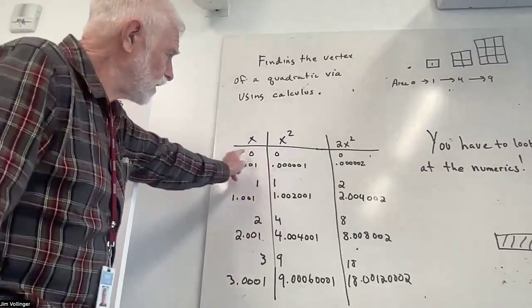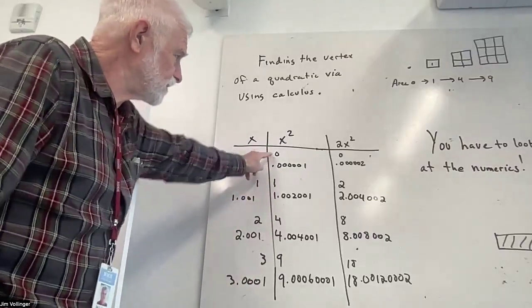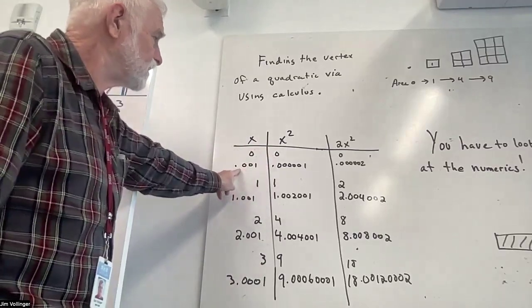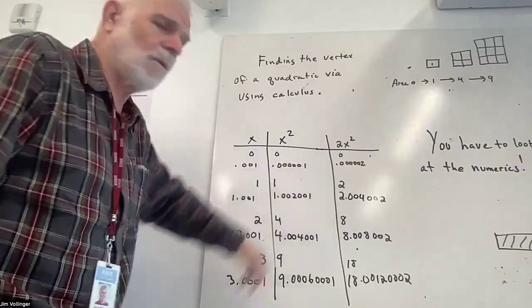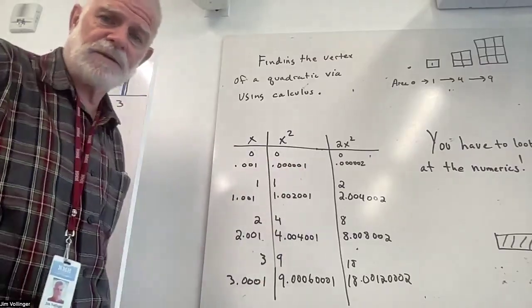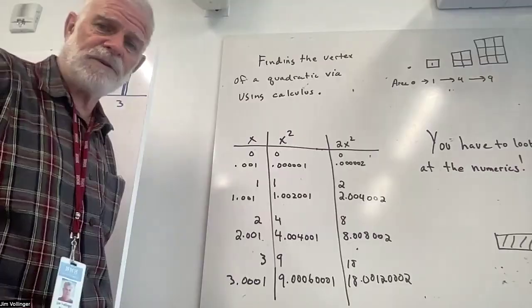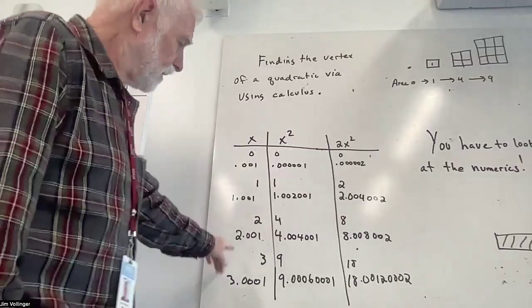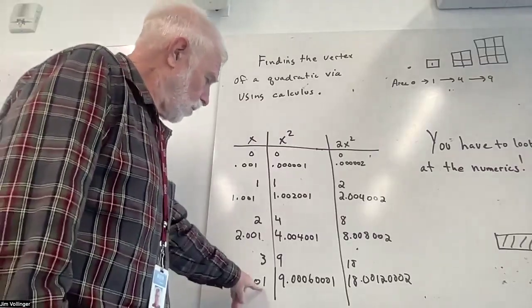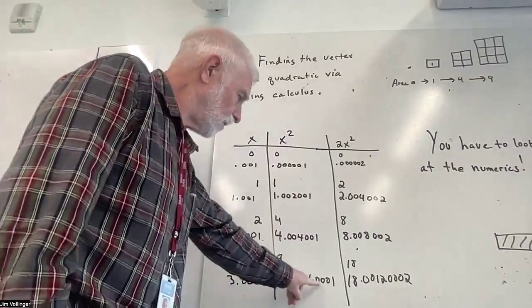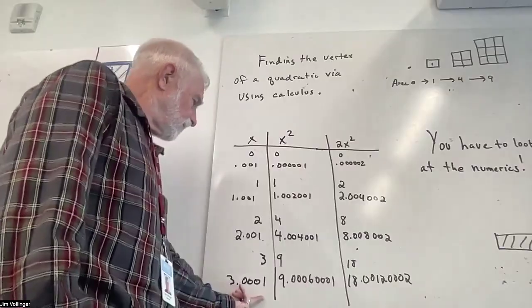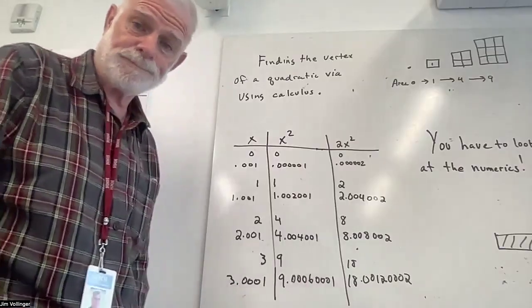looking at squaring. 0 squared is 0. Squaring 0.001 gets us 0.000001. And I'm not using a calculator. I haven't checked those values in 10 years. But I know that 3.0001 squared is going to get me 9.00060001. This time I used an even smaller change in x.